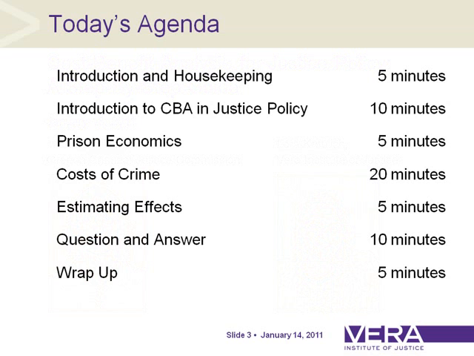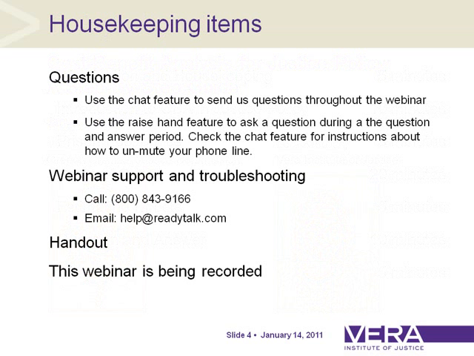We've got a lot to accomplish and not much time to do it, so we'll get to the agenda. Today's agenda includes an introduction and housekeeping items, which you're hearing now, and we'll move into Mike's presentation on CBA and justice policy. Mike will review prison economics, the costs of crime, and estimating effects. We have designated 10 minutes at the end of the training for question and answer, and Mike will occasionally stop and ask for questions.